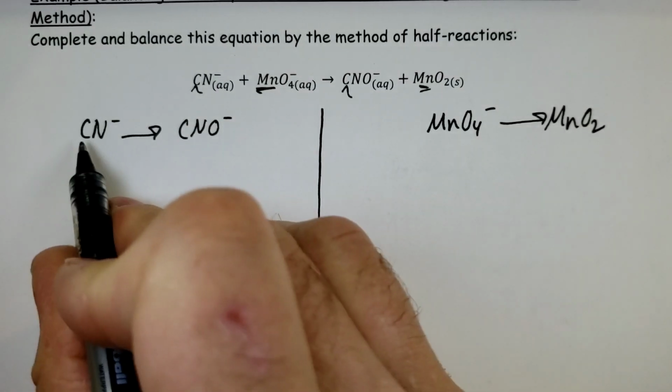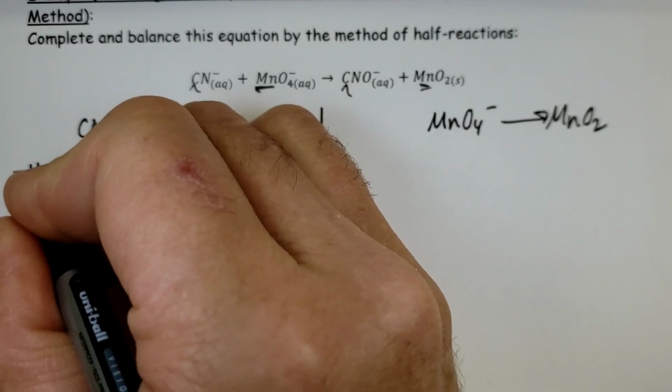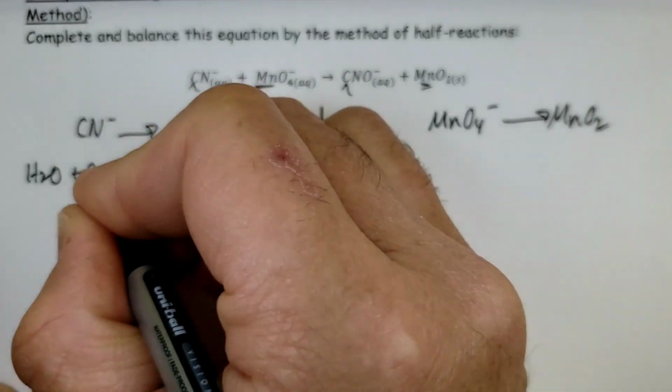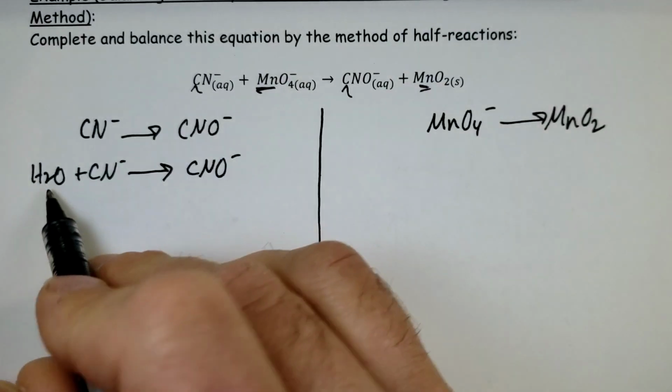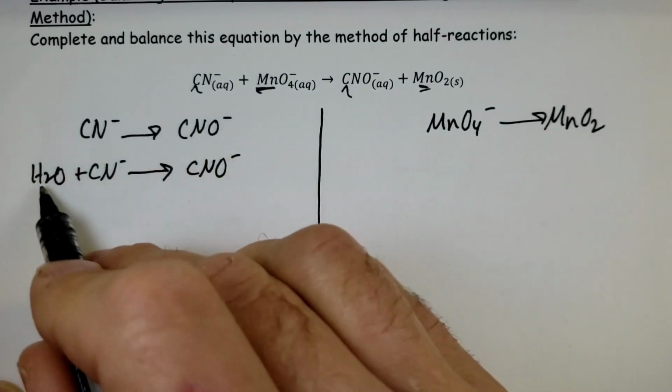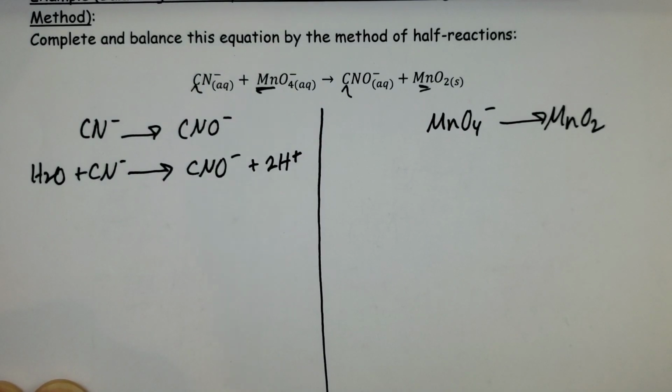So C's are balanced, N's are balanced, O's aren't. So I need to have an extra O on this side. I do that by adding water. So the O's are balanced, but look at that. I added two H's there, so I have to add two H's here. Now, that's going to make it an acidic solution.